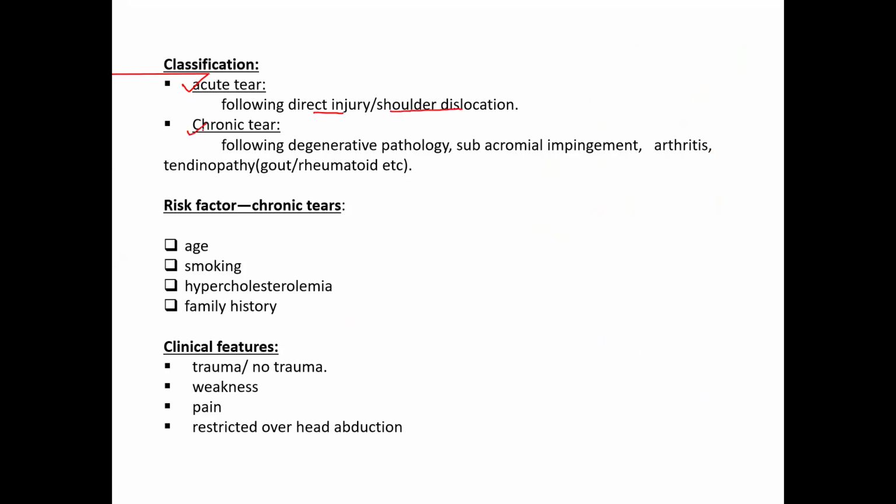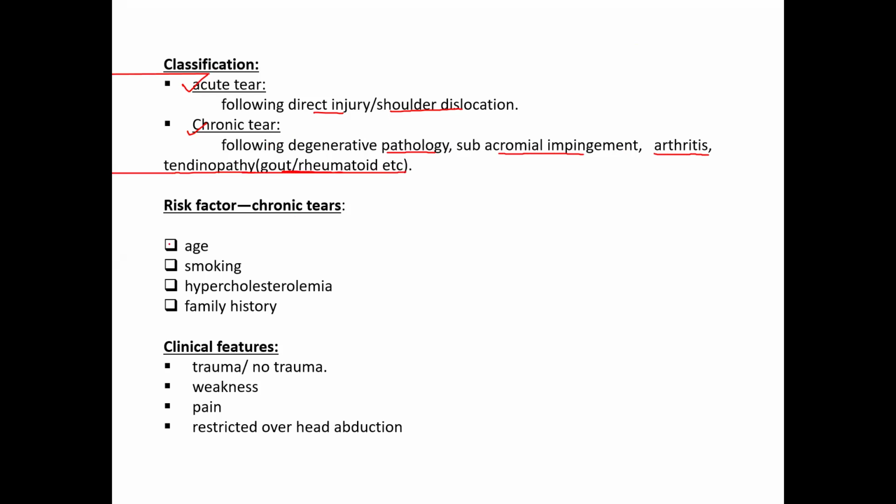The chronic tear is where the patient has some degenerative process going on inside the body, like subacromial impingement or arthritis of the shoulder joint. A patient may have other metabolic diseases responsible for tendinopathy, like gout, rheumatoid arthritis, etc. They may cause a decrease in the strength of the rotator cuff and cause damage to it. So we can have acute tear and chronic tear.